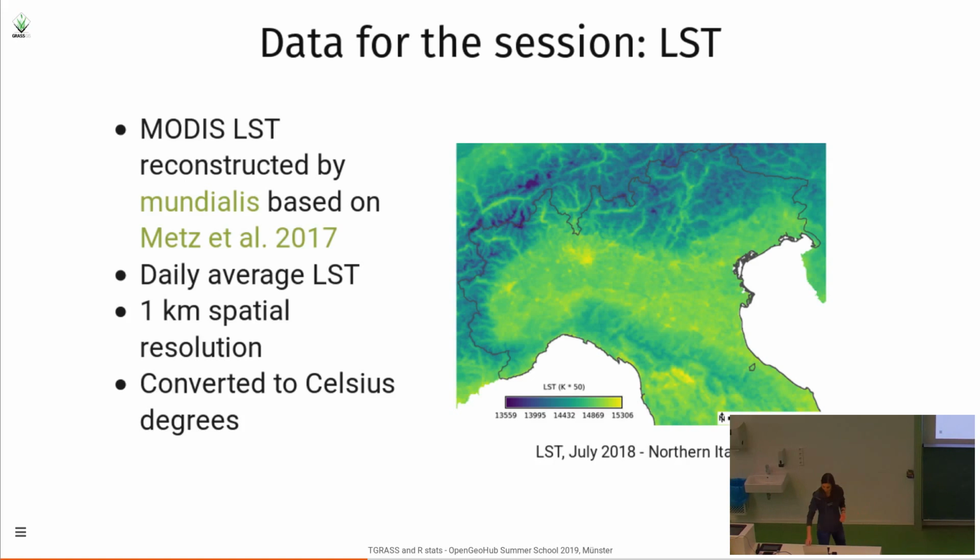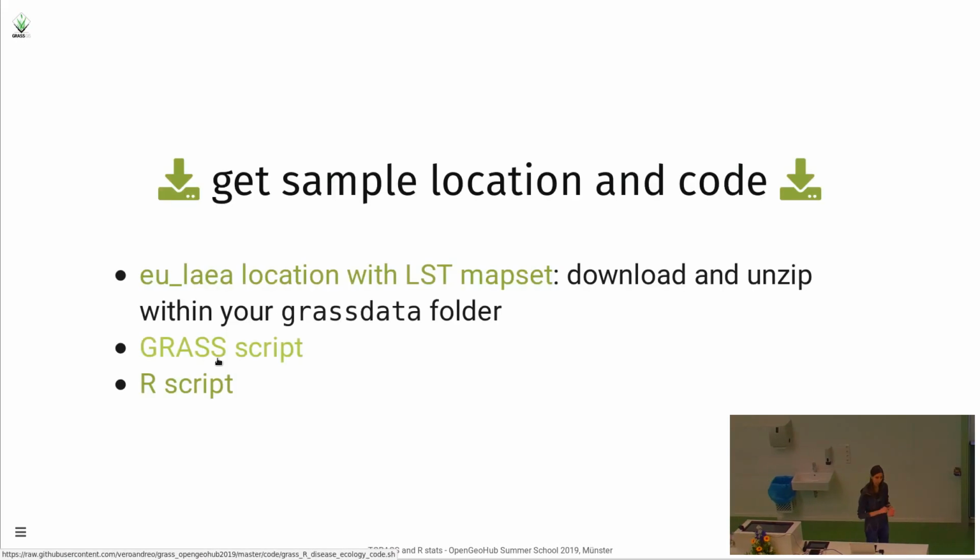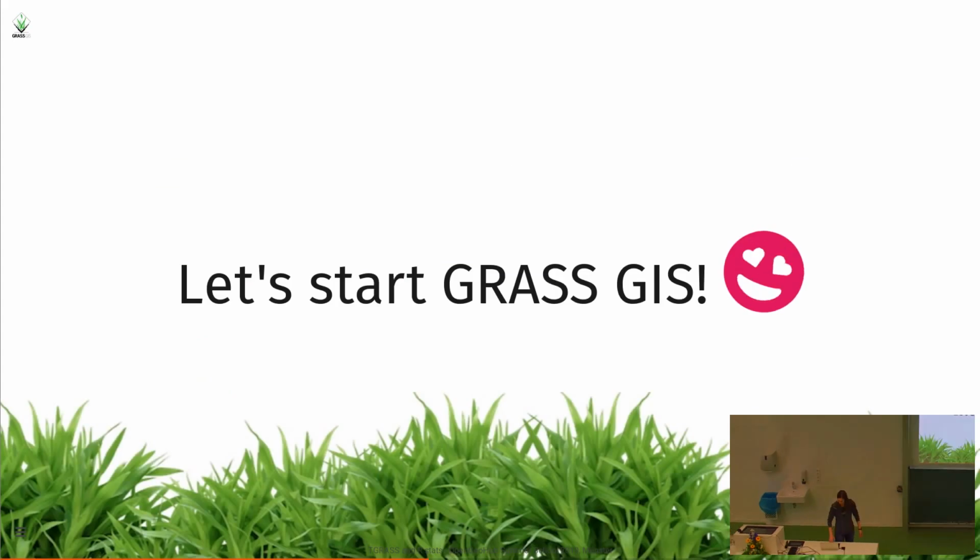So if you please will take the session, please start downloading this location. It's a ready-to-use location because it's like 1 giga. And so maybe you want to start now. And here's also the GRASS script we will use and the R script. So if you plan to attend, maybe you can start downloading. So once we are there, we just start with the hands-on. Yep, let's start GRASS. Thank you.